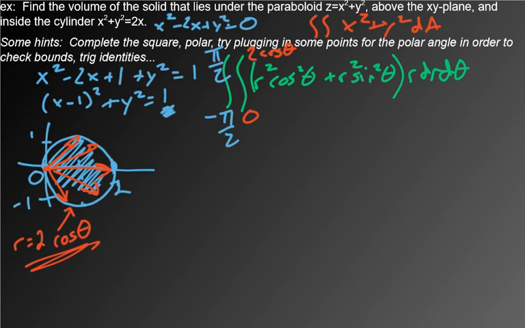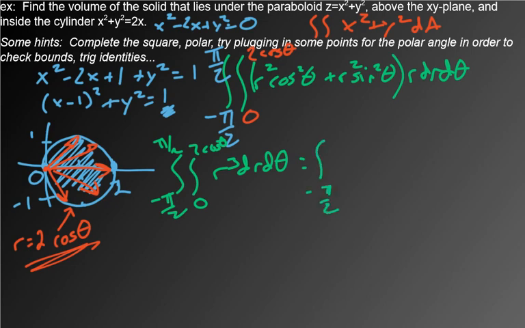And then simplifying it isn't so bad, because if you factor out an r squared in here, you'd get a cosine squared and a sine squared, which is 1, right? So really, you factor out r squared, you get a 1, and then you multiply by an r. And so this problem really becomes r cubed. That's literally the whole integral. 0 to 2 cos theta, negative pi over 2 to pi over 2. And then the first integral is really nice. You get r to the fourth over 4, ranging from 0 to 2 cos theta, d theta.